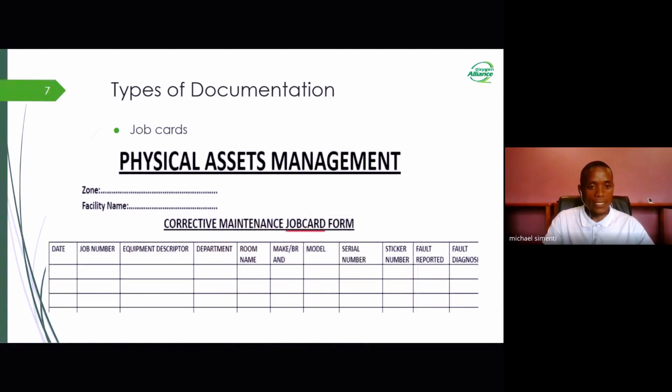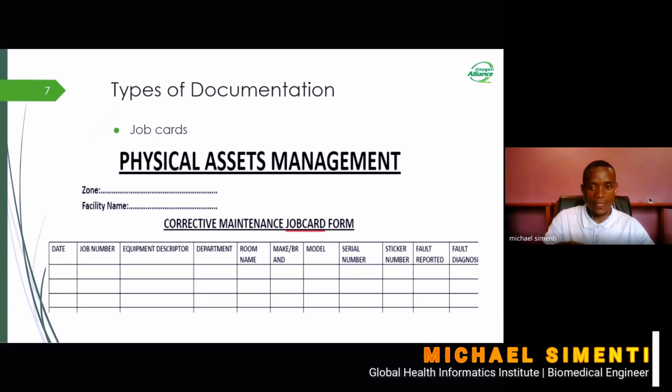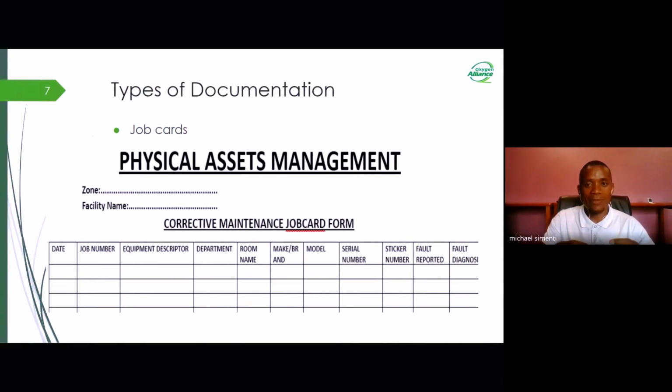Moving forward, the other type of documentation that you can find in the maintenance workshop is job cards. Job cards are just documents that are used to record and manage the maintenance, repair, and servicing of medical equipment, right? This serves as a systematic way to document and track the work performed on each and every equipment, and that makes sure that any equipment is maintained correctly and is in compliance with any regulatory standards. We have a simple example, which you see from the screen.